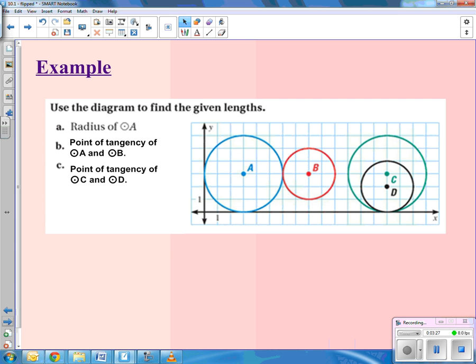Here's a quick example. Go ahead and pause the video and try to answer these three questions. For A, when we're looking for the radius of circle A, we have to count the distance from the center to any point on the outside of the circle. So that's going to be a radius length of 3. When it asks you for the radius, it's asking you for the length. In question B, find the point of tangency of circles A and B. The point of tangency is the point where they intersect, which would be located right here. And that point is at (6, 3).